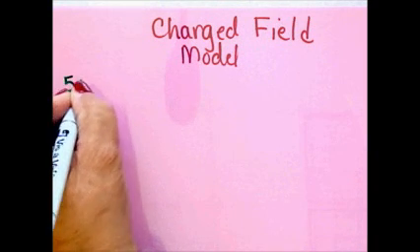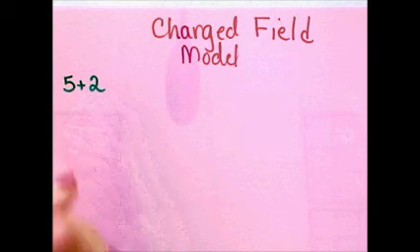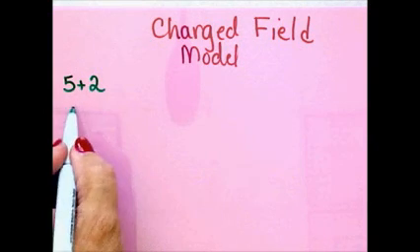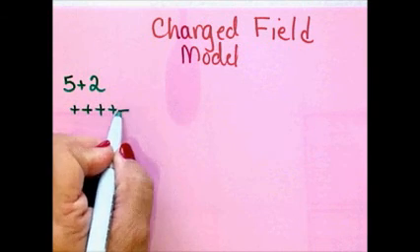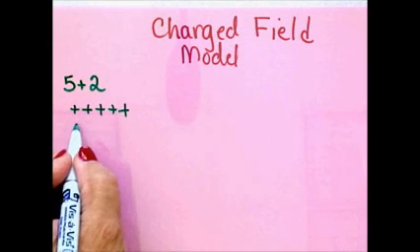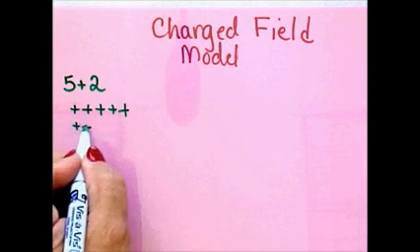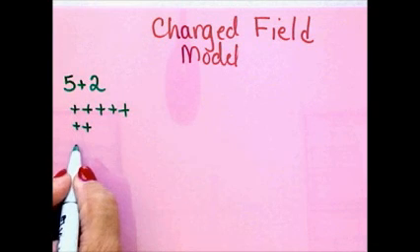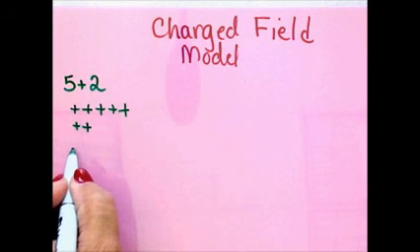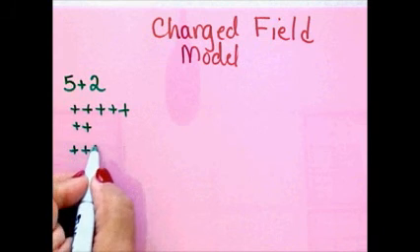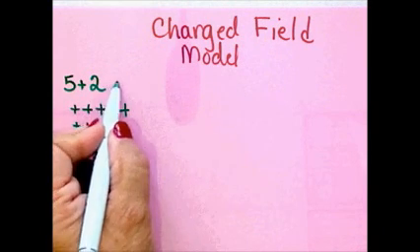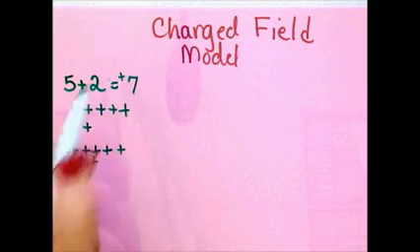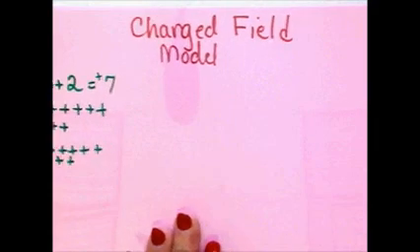So let's start out with the problem 5 plus 2. So charged field model means that I have 5 pluses or 5 positives, and then I have 2 more positives. So I have a total of 7 positives. Which equals 7 or positive 7. Okay?